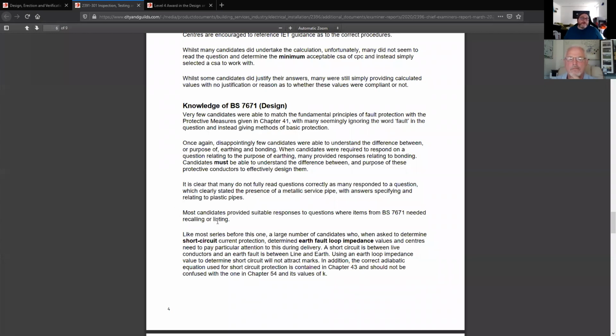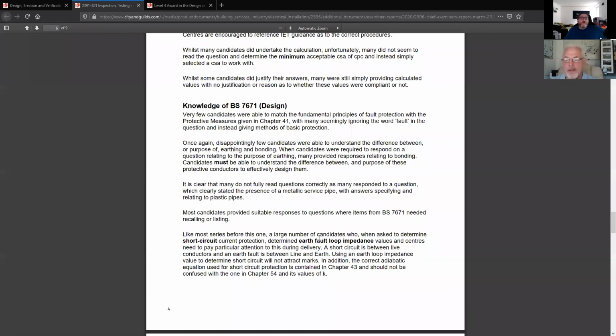Most candidates provided suitable responses to questions where items from BS 7671 needed recalling or listing. So they'd done a regs. Okay. Like most series before this one, a large number of candidates who, when asked to determine short circuit current protection, determined earth fault loop impedance values, and centers need to pay particular attention to this during delivery. Short circuit current protection has nothing to do with earth fault loop impedance.